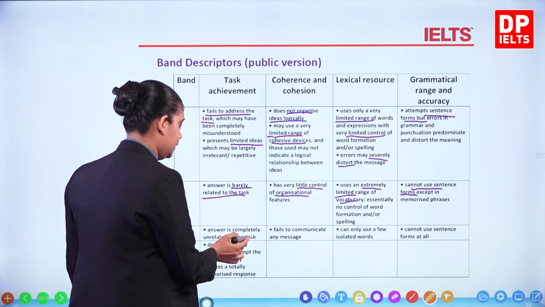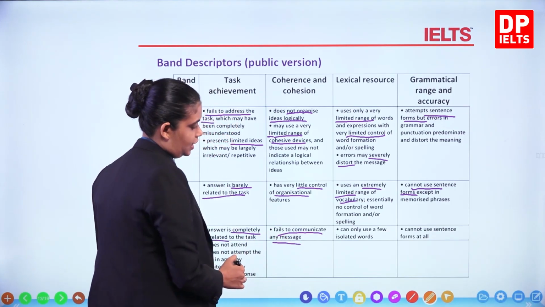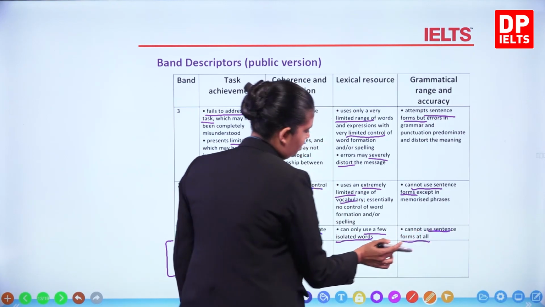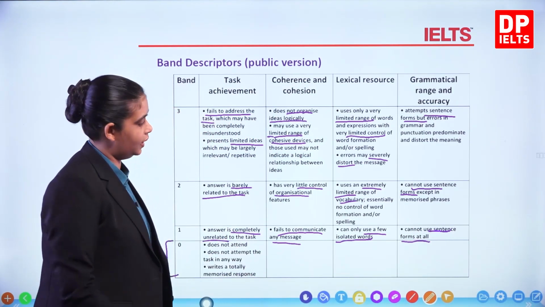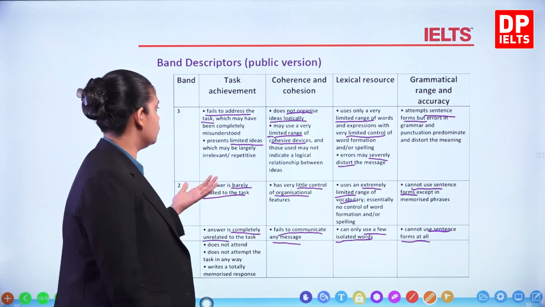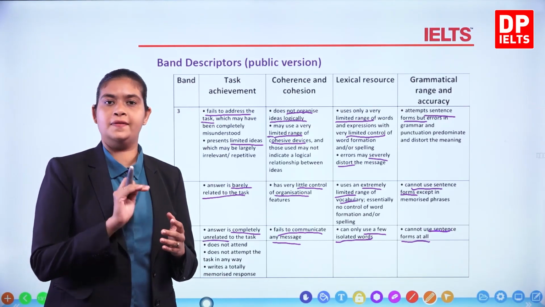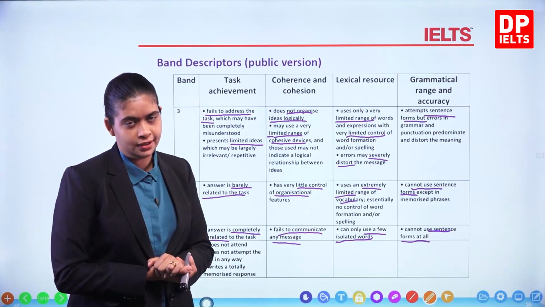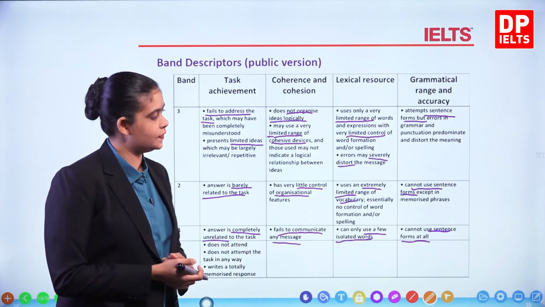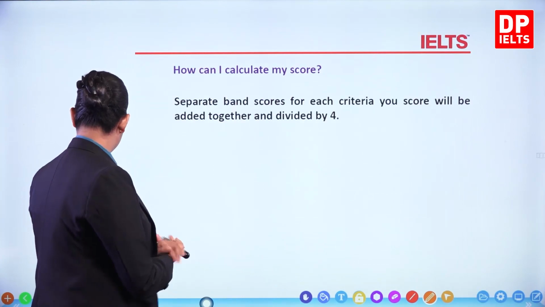1 means your answer is completely unrelated. You fail to communicate the message. You use only isolated words and you cannot use sentence forms at all. Okay. So I personally have never come across students who've got 1, 2, 3, but I have come across students who've got 4, 5, 6, 7 and even 9, right? Or anything like a 4.5, 5.5, those kind of scores, right? All right.